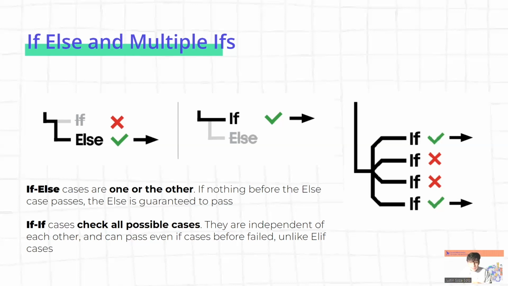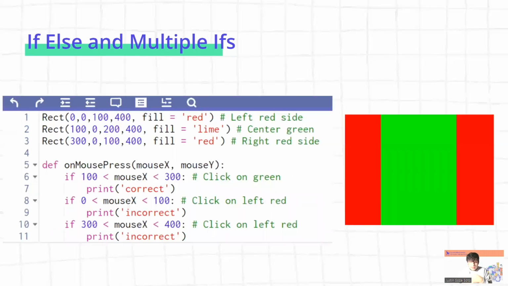The reason that this is useful is because we can use else cases as a catch-all for every other case that isn't caught by the conditionals beforehand. Let's look at this example.